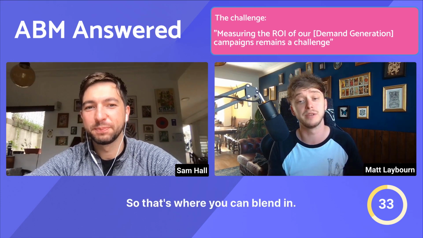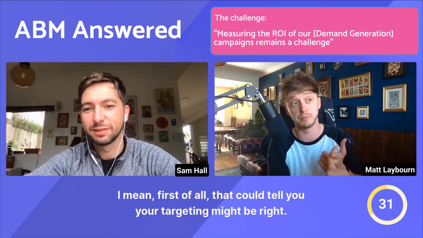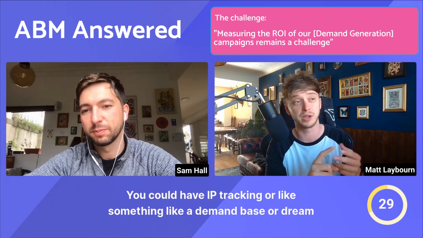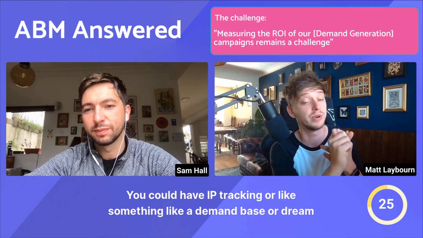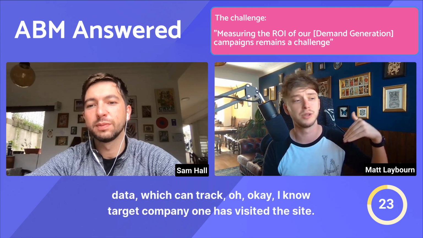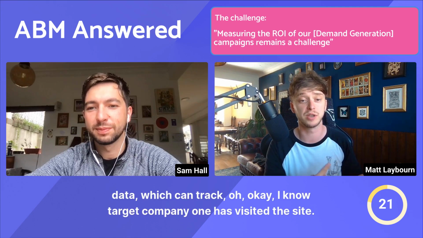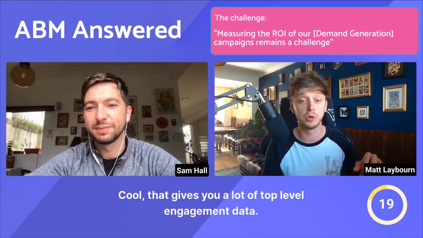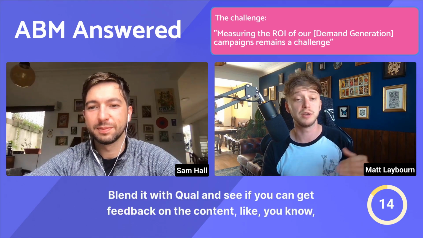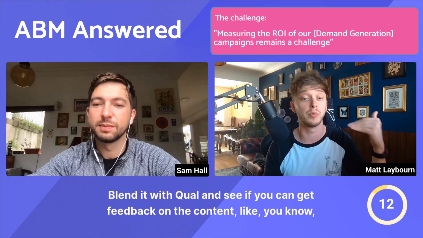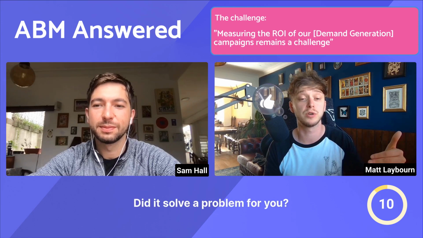So that's where you can blend in other data. First of all, that could tell you your targeting might be right. You could have IP tracking, or something like Demandbase or Dreamdata, which can track, okay, I know target company 1 has visited the site. They had a look around and then they left. Cool, that gives you top-level engagement data. Blend it with qual and see if you can get feedback on the content. Was this content helpful? Did it solve a problem for you?